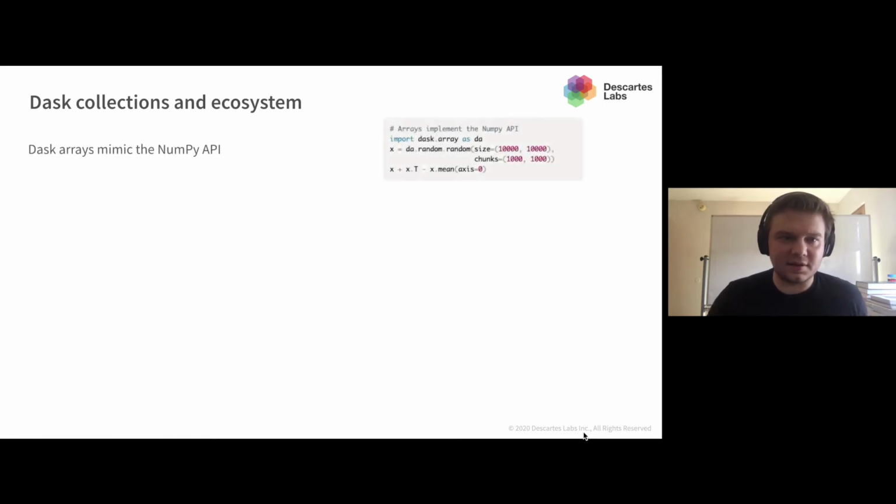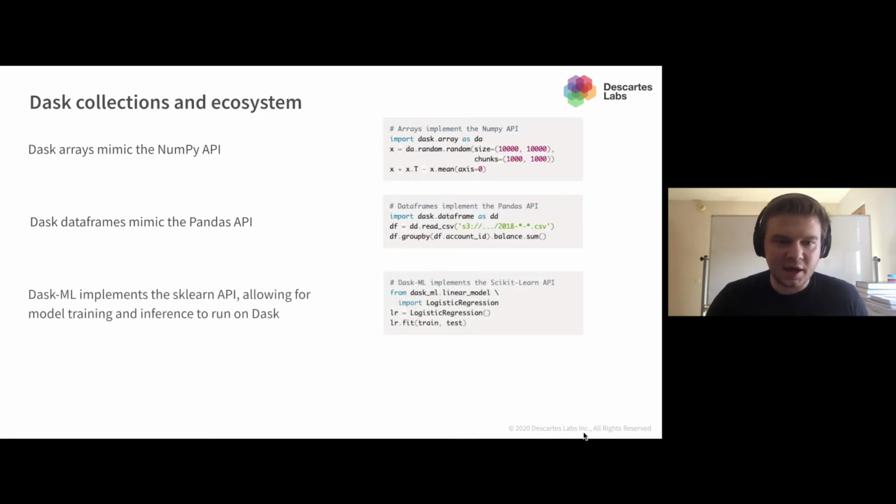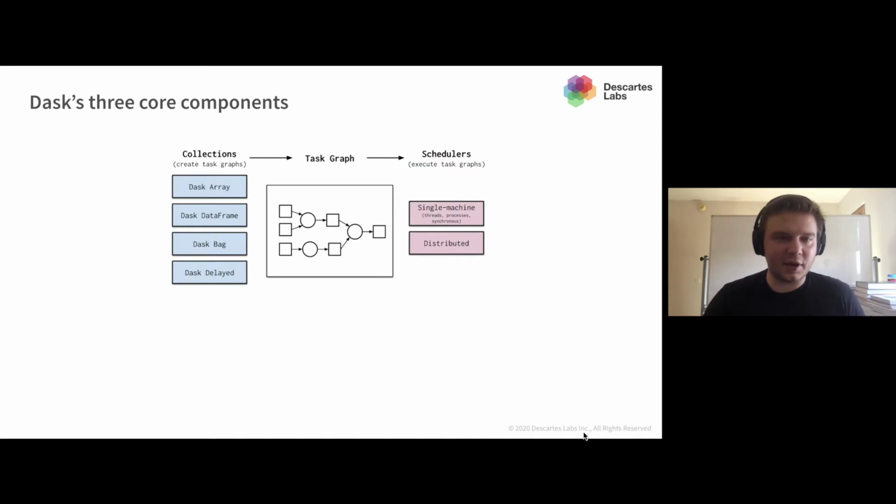Brief overview of the Dask collections and the broader ecosystem. Dask arrays mimic the very familiar NumPy API. The Dask dataframe abstraction mimics the Pandas dataframe API. Dask ML implements the scikit-learn API, and that allows you to do very basic model training and inference on Dask. And then Dask bags mimic the familiar PySpark APIs, and if you're familiar with iterators or the Python toolz library, Dask bags offer a very similar API to those.